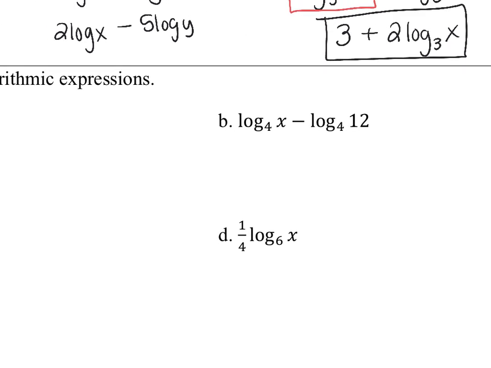Letter B, we got the same base, so we can condense these logs using division. So this becomes log base 4, and our argument will be x over 12.